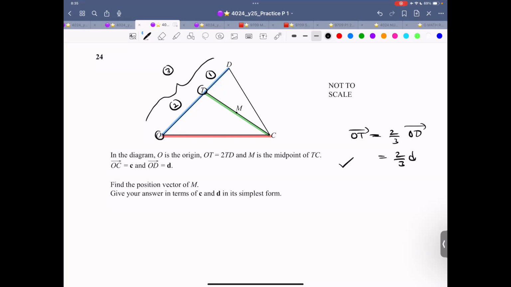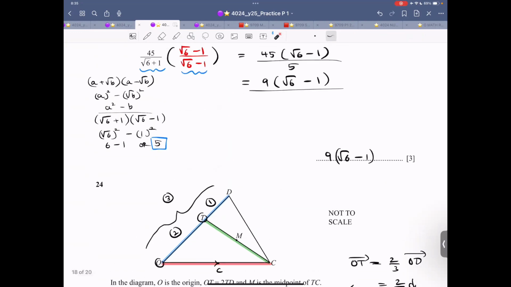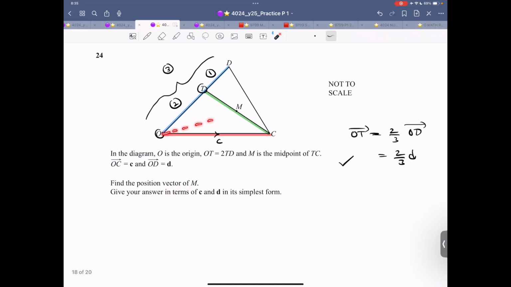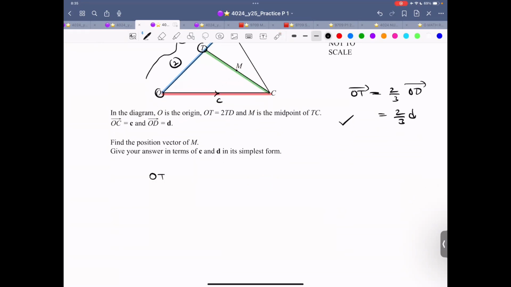Step number 2, this is just C like this. What are we interested in? Yes, we should also read that first. Find the position vector of M. So from O till M, we are interested in this. Give your answer in the simplest form. If I want to find OM, I should first find TM. In order to find TM, I should first find TC. So OT plus TC is OC. So step 2, OT plus TC is OC.